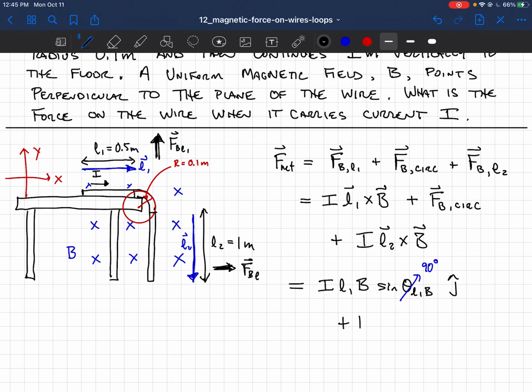Then we still have whatever that force is due to the circular part. And then finally we have the magnitude of the third one, which is IL2B, sine of 90, times the direction, which is going to be in the positive x direction, so that's the i hat direction. So we're almost done finding the net force. It's the sum of these two so far, but now we need to figure out what this FB circ is. And we should do a little bit more qualitative analysis to try and figure out what that should look like.